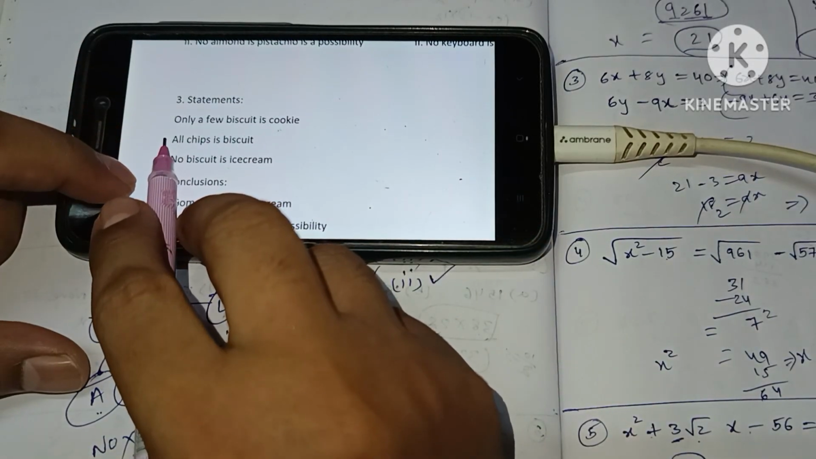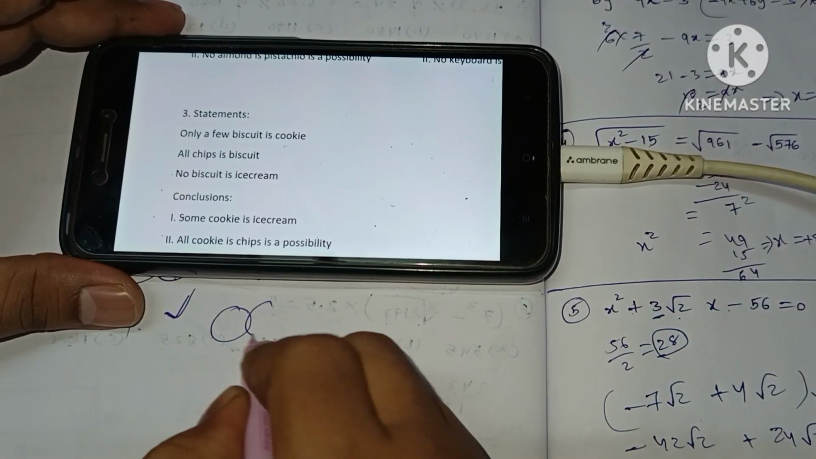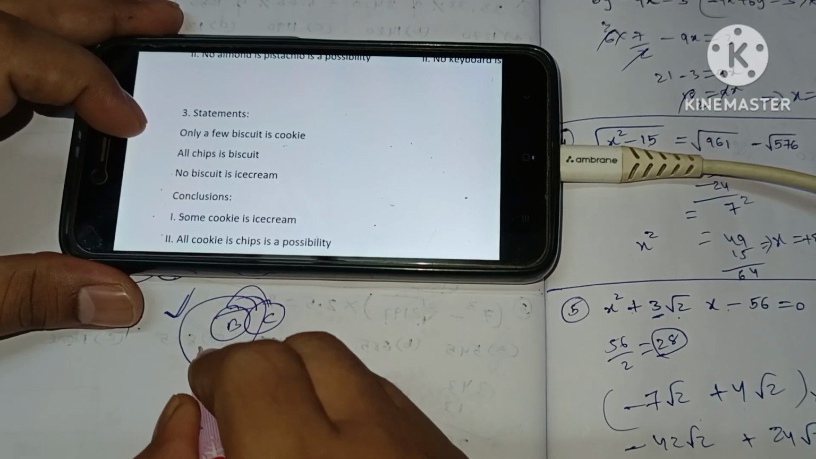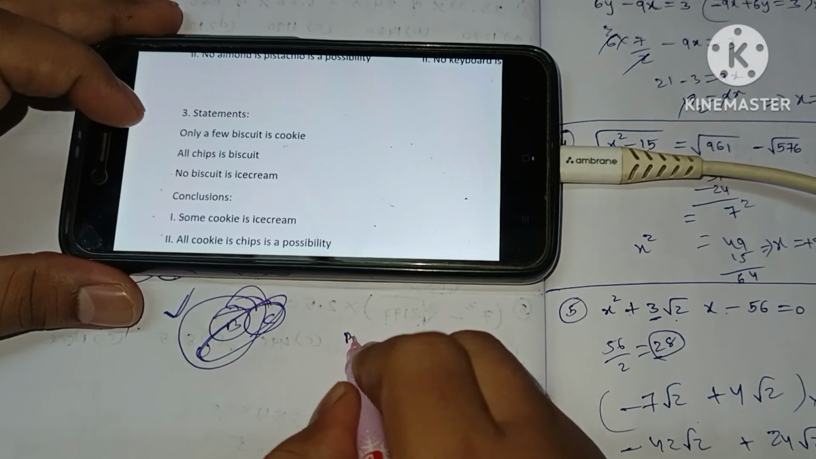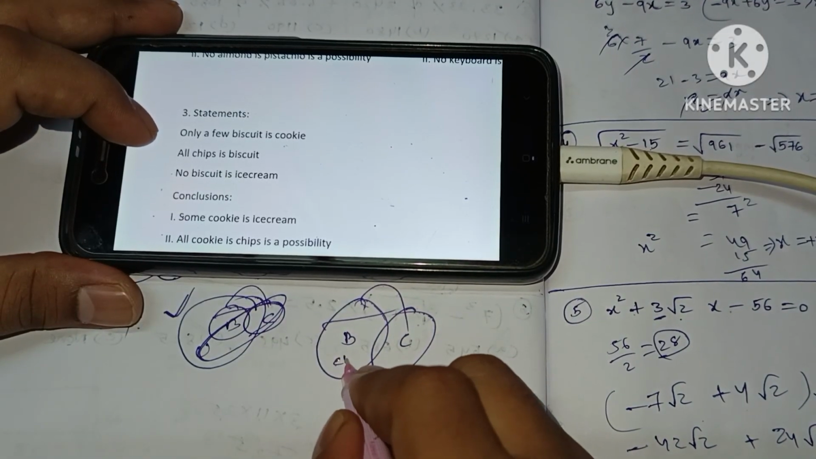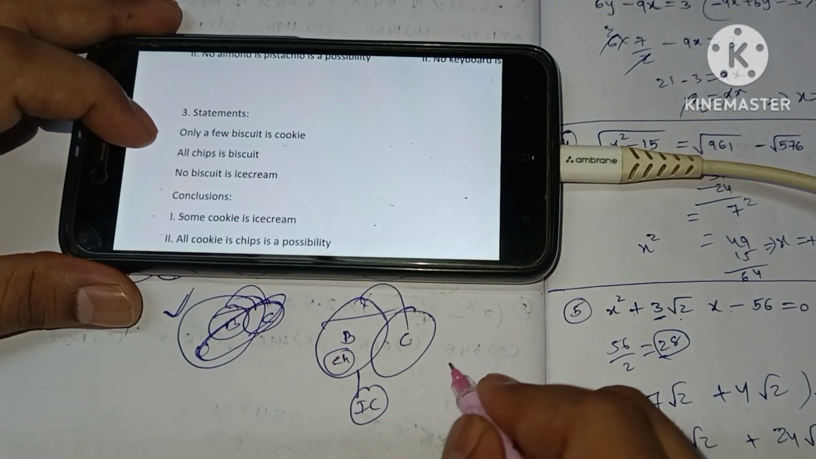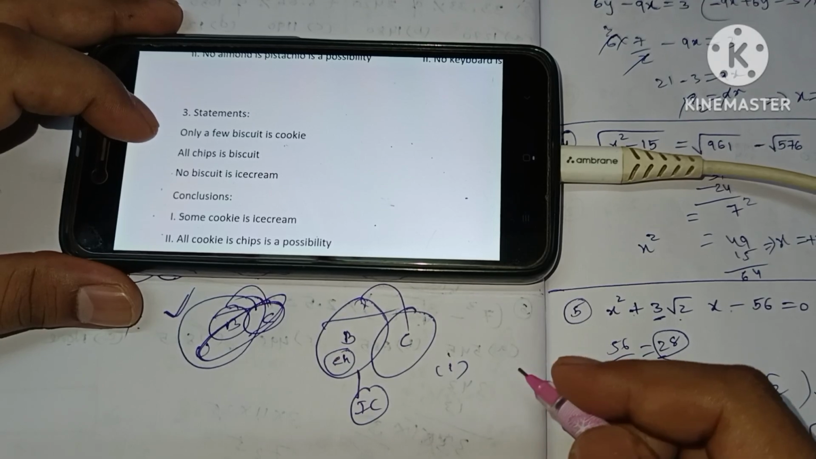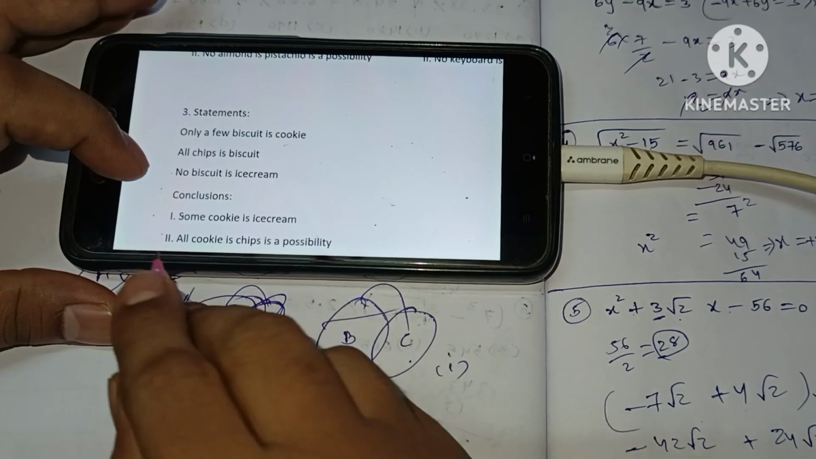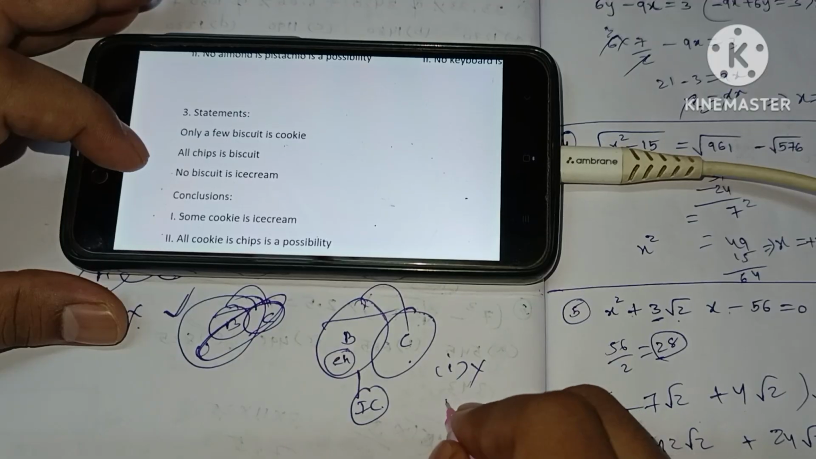Third question. Only a few biscuit is cookie. All chips is biscuit. No biscuit is ice cream. Now we're going to see conclusions. First conclusion. Some cookie is ice cream. This is cookie and this is ice cream, and it is a direct conclusion. There is no direct relation between these two in a basic Venn diagram, so this case fails.